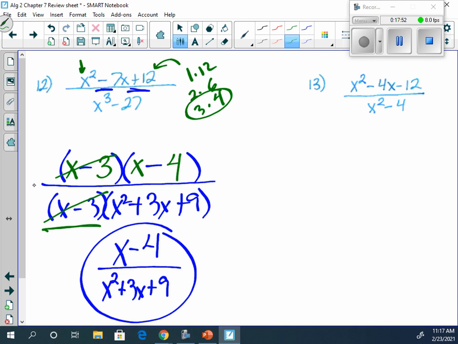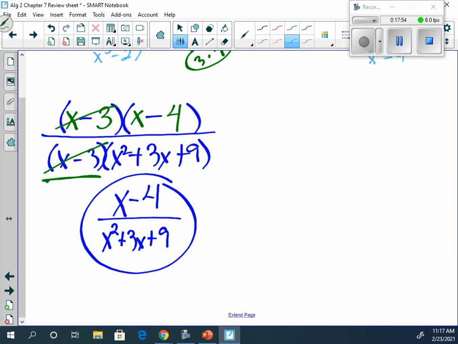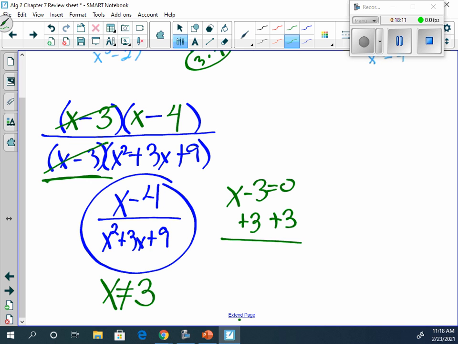Now we can talk about the restriction because x minus 3 simplified out in the denominator. It means x cannot equal 3. And we could solve that by setting x minus 3 equal to 0 and solving for the value of x, which would be adding 3 to both sides, which would tell me x cannot equal positive 3. And that's how we got about that.